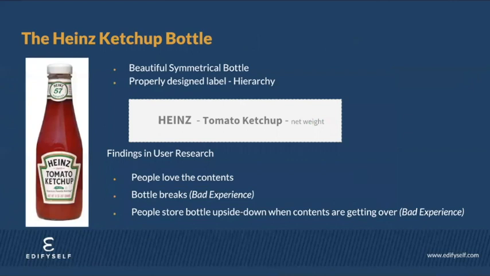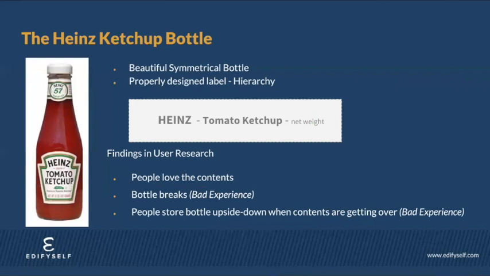The first case study that I'm talking about is about a physical product, not a digital product, the Heinz tomato ketchup bottle. This is quite an established design, a beautiful looking symmetrical bottle and a very nicely designed label. When you look at the label, you first see Heinz because that's the biggest font used. Then you see tomato ketchup, and then you see the net weight of the product. So the designer is intelligent, and you are reading the way the designer wants you to read. So that's why hierarchy and typography is important.